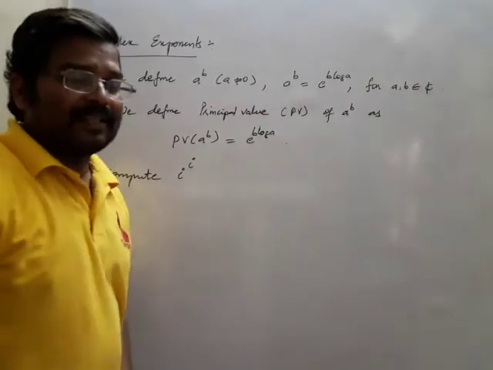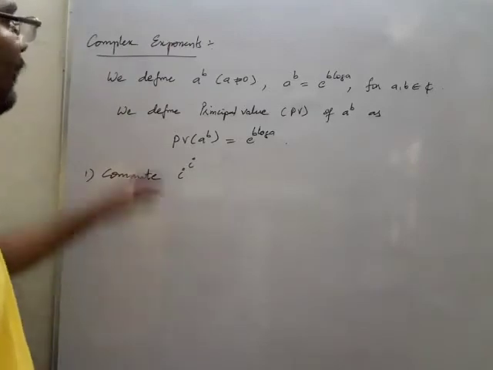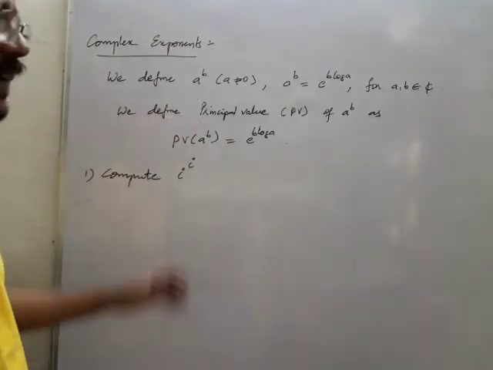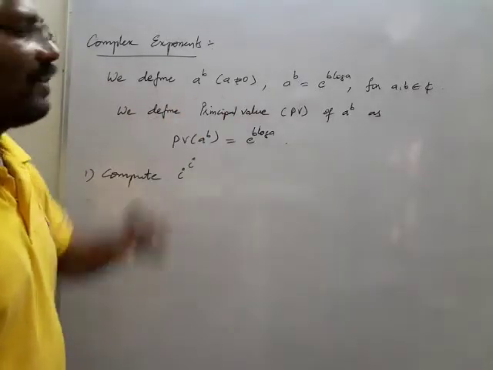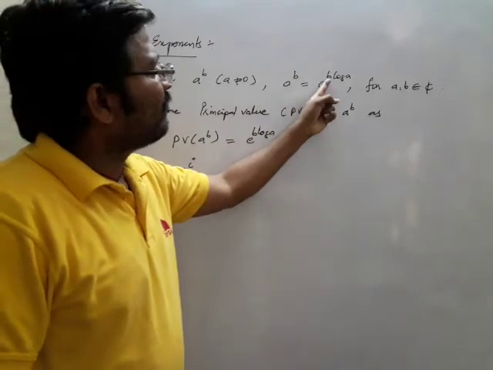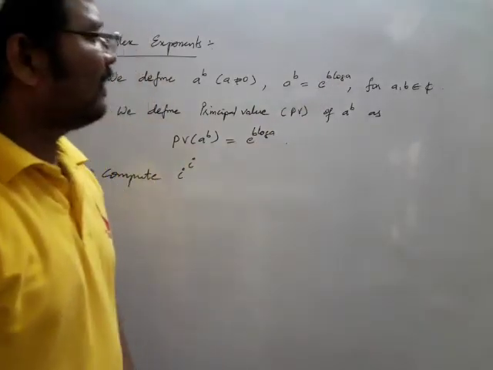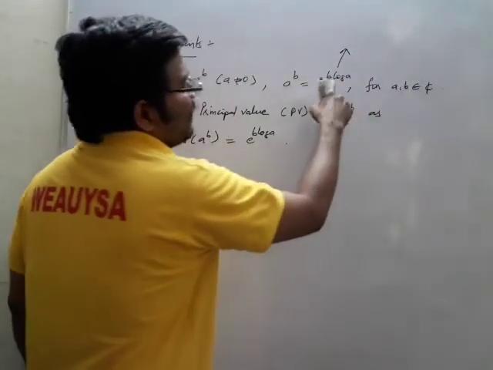Okay, dear students, next topic is complex exponents. We'll define the definition. That is, we define a power b such that a is not equal to 0. Then it is given as a power b is equal to e power b log a. You can change this in the form.